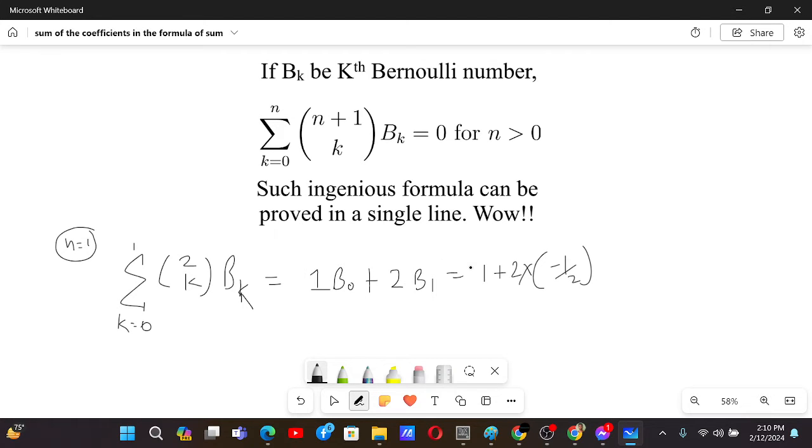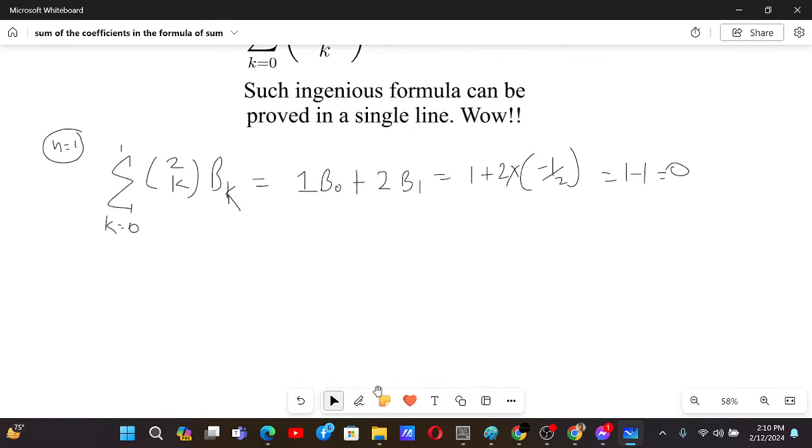And if you don't know these values, you can look at a video over here where I have shared how to find all the Bernoulli numbers. So this is 1 minus 1, that's 0. Now, the sum from k equals 0 when n is 2, let's say.